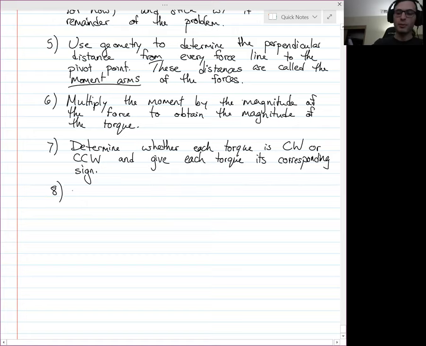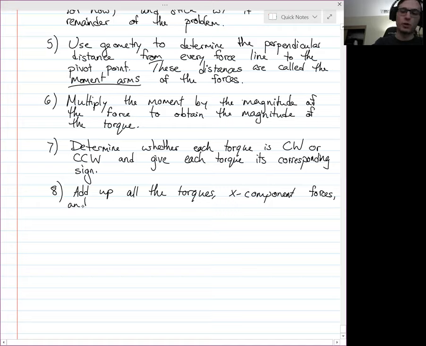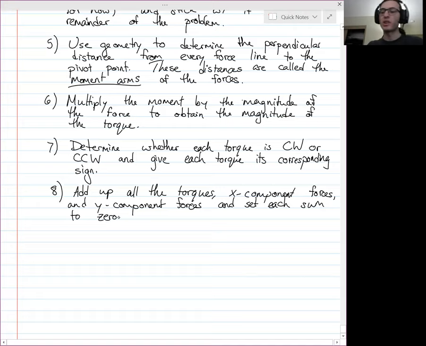Step eight: add up all the torques, X component forces, and Y component forces, and set each sum to zero. So what we're doing in this step is assuming the object is in static equilibrium. If the object is in static equilibrium, that means that the net force in the x direction, in the y direction, and the net torque are all zero. Otherwise, it would either be moving in the x or y directions, or it would be rotating.